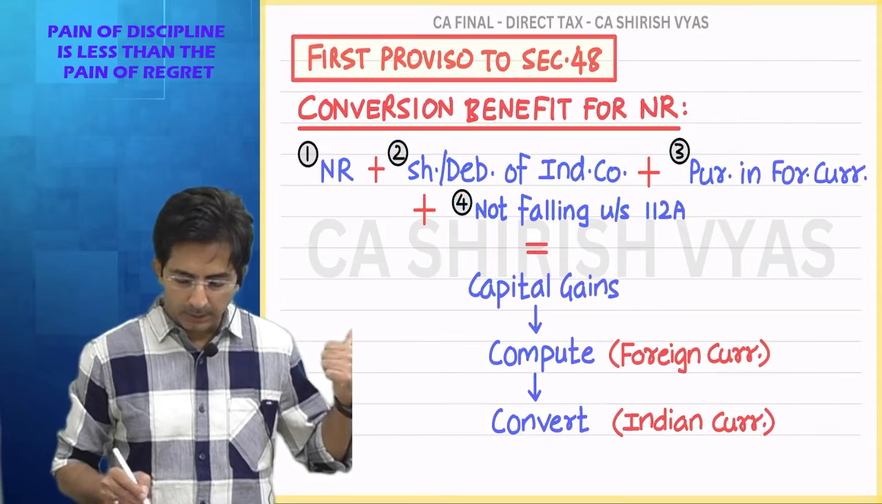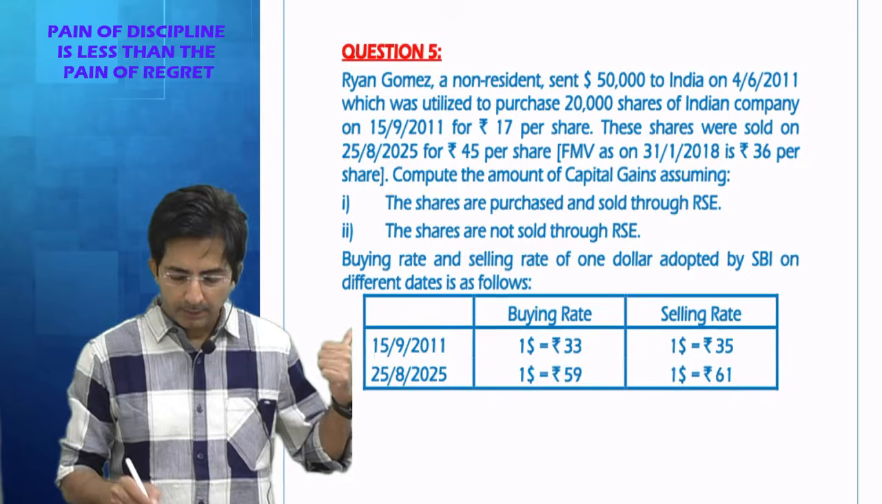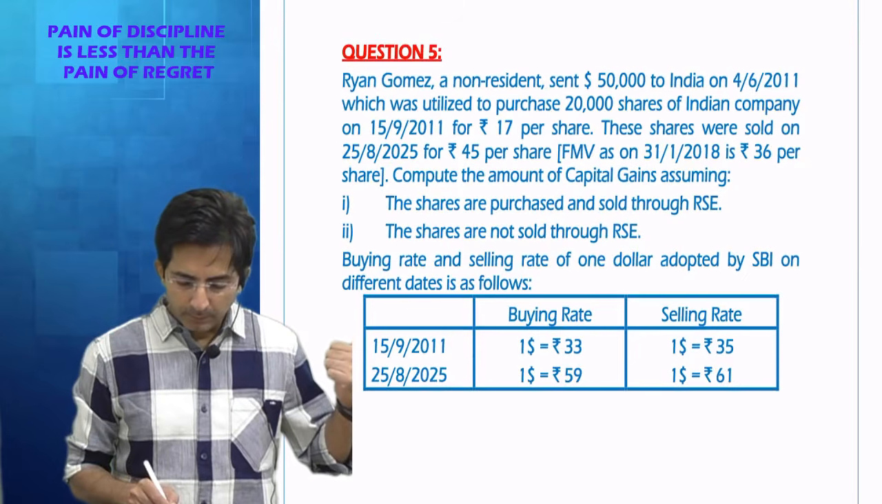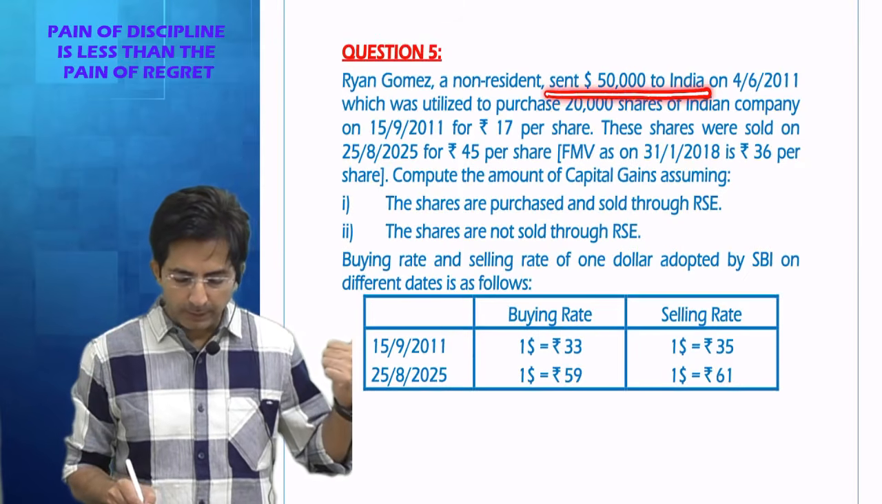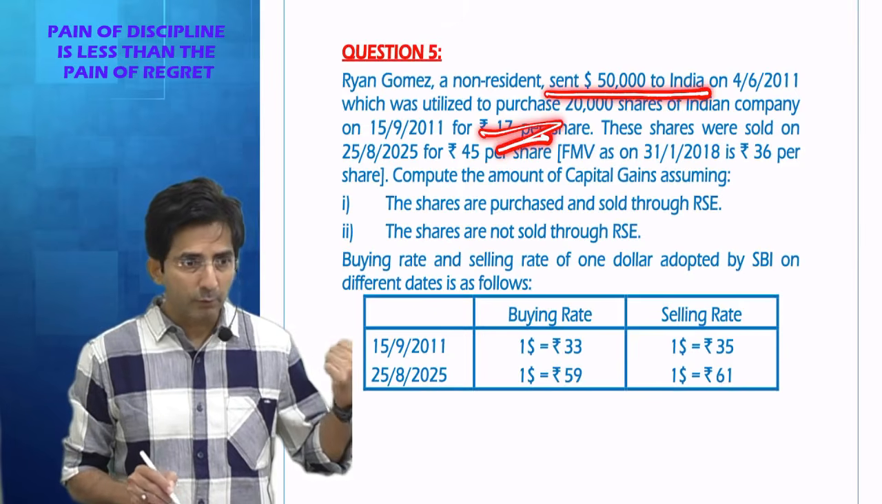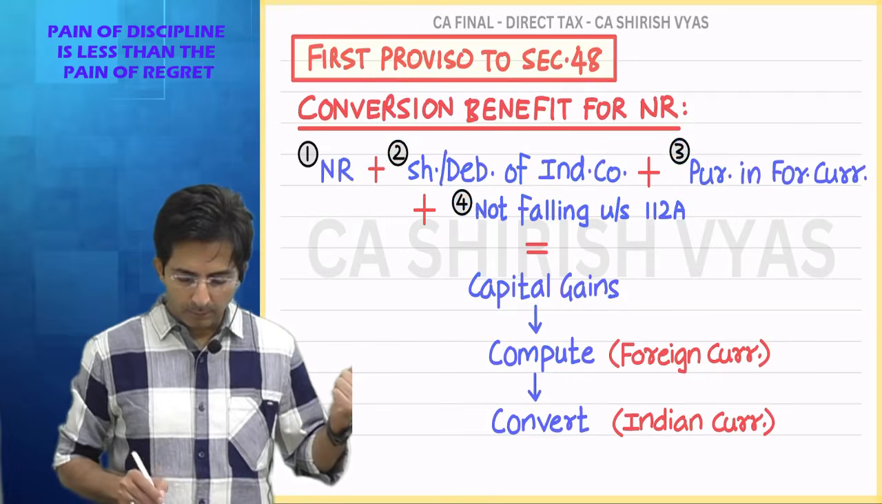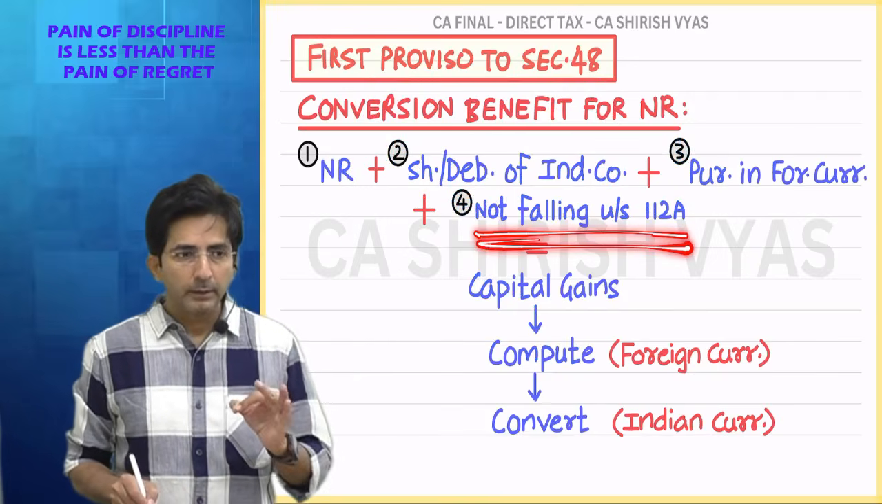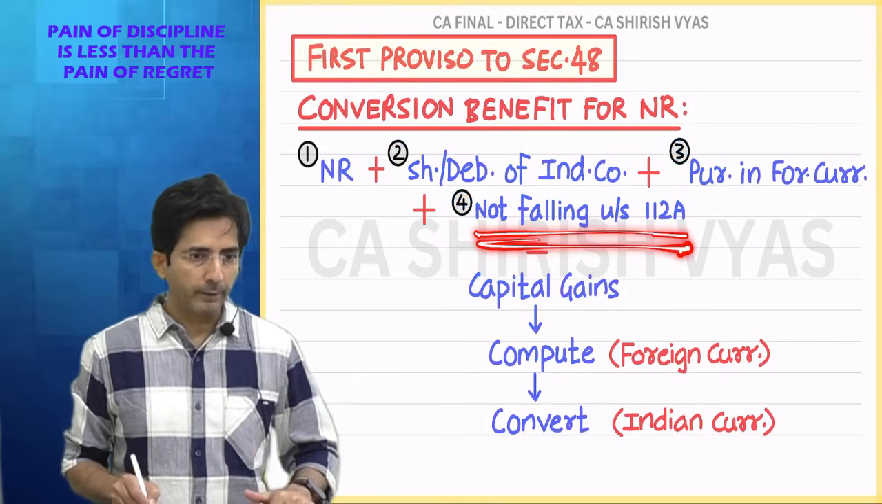Then what was the third condition? Acquired in foreign currency. Here also it was given. They have sent foreign currency to India to purchase. So it is acquired in foreign currency. But what is the fourth condition? It should not fall in 112A.